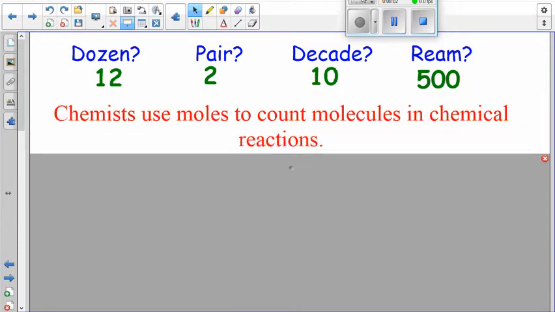Now, chemists use moles to count molecules in chemical reactions. Mr. P, what all do I really need to know? You need to know that moles count molecules. That's what you really need to know. The mole is used to count molecules. Hey, I'm a baker. I want to count all these donuts. You count them in dozens. Hey, I'm a chemist. I want to count all these molecules. You count them in moles. Okay? A mole is just a number that we use to count molecules. That's it.